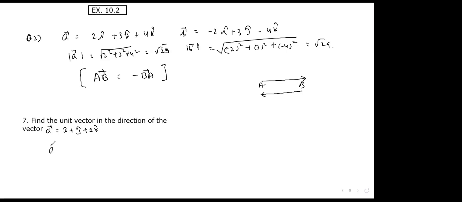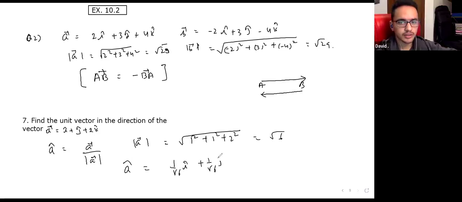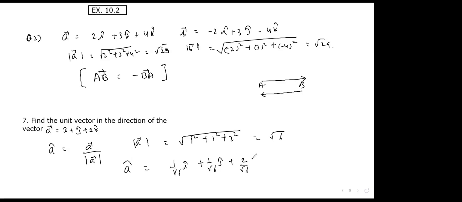So unit vector A cap can be determined by dividing by the magnitude of that vector. First we need to find the magnitude. Magnitude is root of 1 square plus 1 square plus 2 square, so that becomes root 6. So A cap will be 1 over root 6 I cap plus 1 over root 6 J cap plus 2 over root 6 K cap. So this will be the unit vector in the direction of the given vector A.